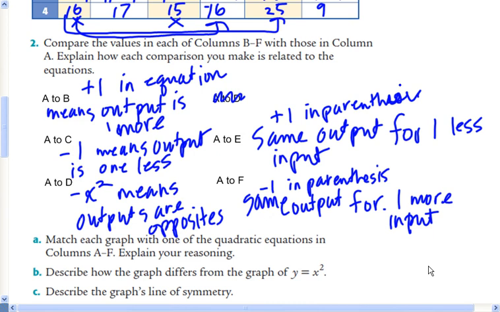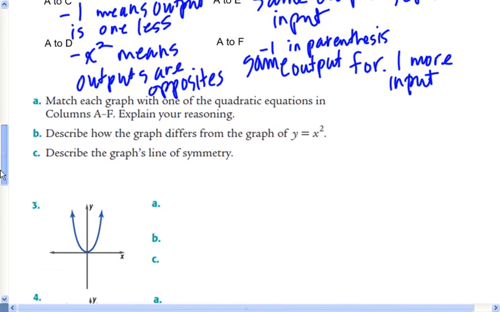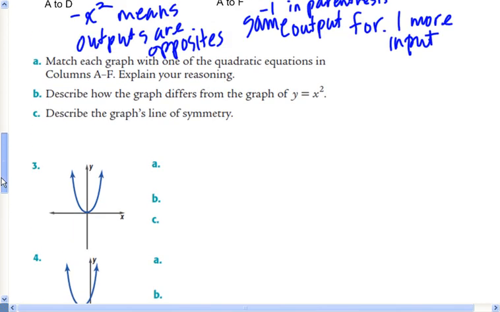All right, now to match these graphs, we're going to think about what we just wrote there and just decide which graph goes with which equation. We'll start with this one. This is just y equals x squared. And then it says describe how the graph differs. Well, this one isn't different, it's the same. And then it says describe the graph's line of symmetry, and that's the y-axis, which is the equation x equals 0. So right in the middle there.